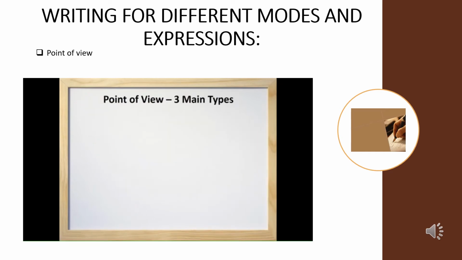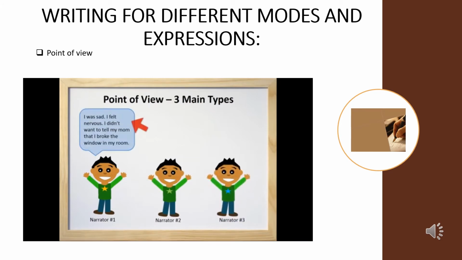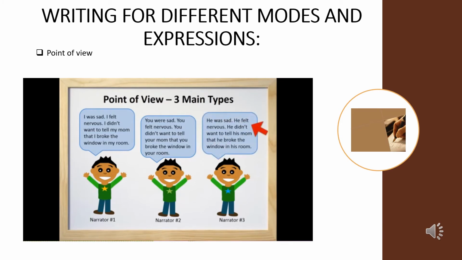Now let's look at three narrators that show us the different types of point of view. There's narrator 1, narrator 2, and narrator 3. Narrator 1 says, "I was sad. I felt nervous. I didn't want to tell my mom that I broke the window in my room." Look how his words are different from the words of narrator 2. "You were sad. You felt nervous. You didn't want to tell your mom that you broke the window in your room." And then let's look at how both of these narrators differ from narrator 3. "He was sad. He felt nervous. He didn't want to tell his mom that he broke the window in his room."